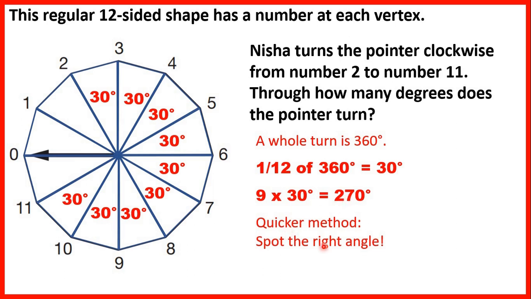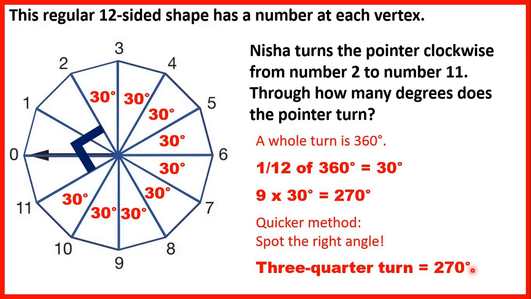The quicker method is to spot the right angle. So this angle here is a 90-degree angle, and if we know that a whole turn is 360 and a right angle is 90, we can subtract to get 270. We can see that here, to get from 2 to 11, that's a 3/4 turn, so 270 degrees.